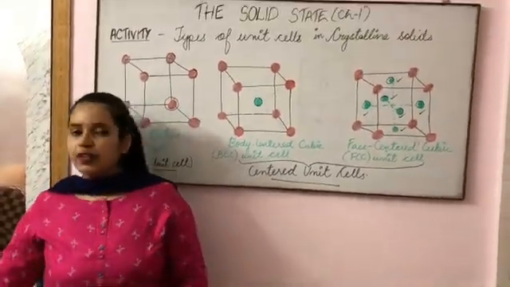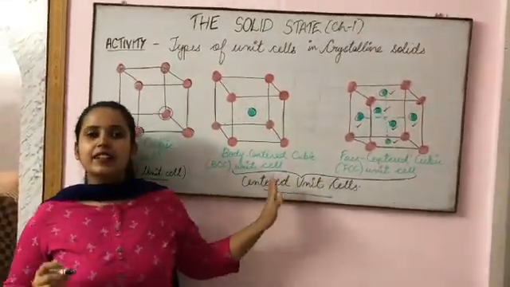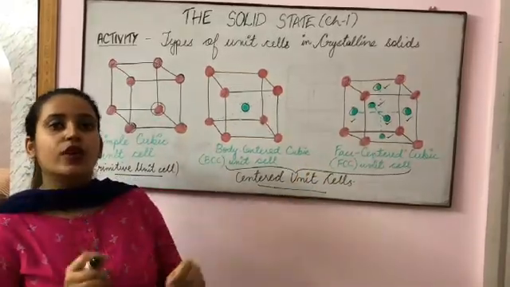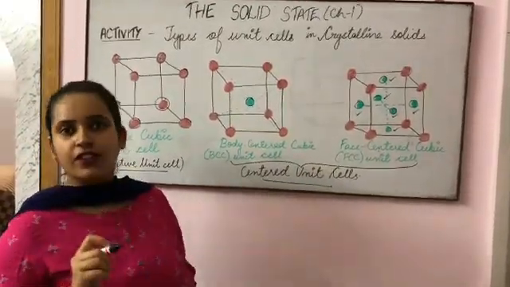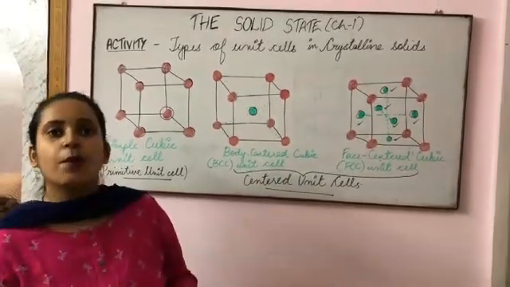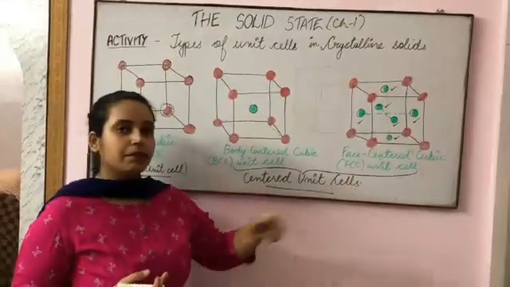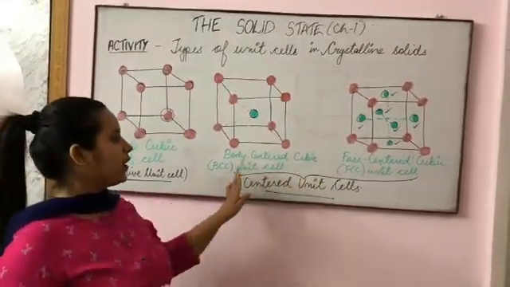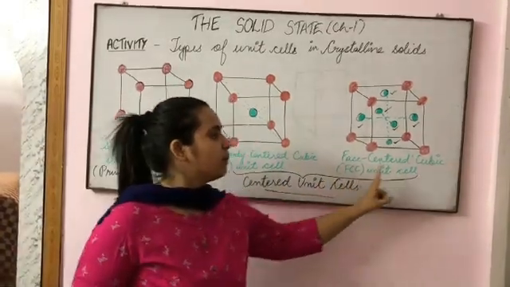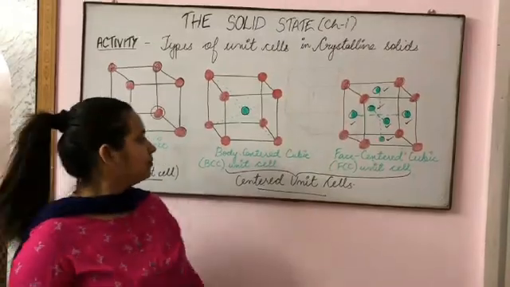The second class which we are going to talk about is the centered unit cell. Centered unit cell means that the constituent particles are present not only at the corners of the unit cell, but they are also occupying some other position in the unit cell. Centered unit cell can be mainly classified into three categories: body-centered cubic unit cell, face-centered cubic unit cell, and also the end-centered cubic unit cell.